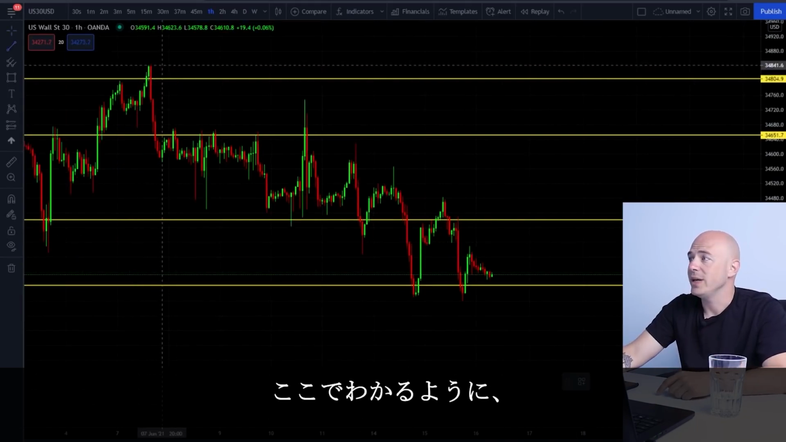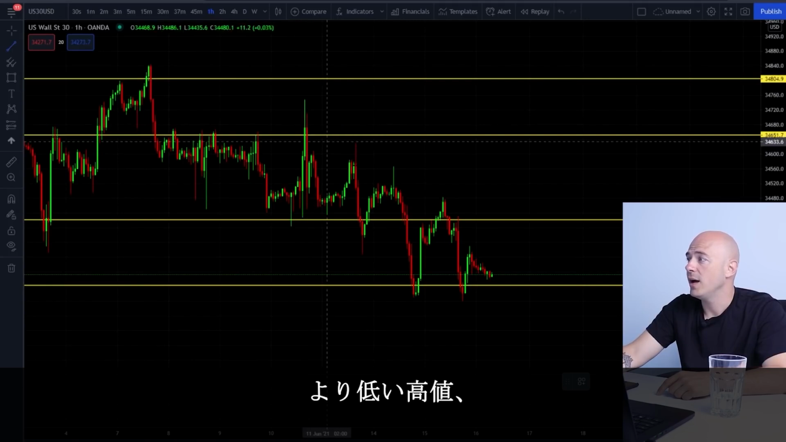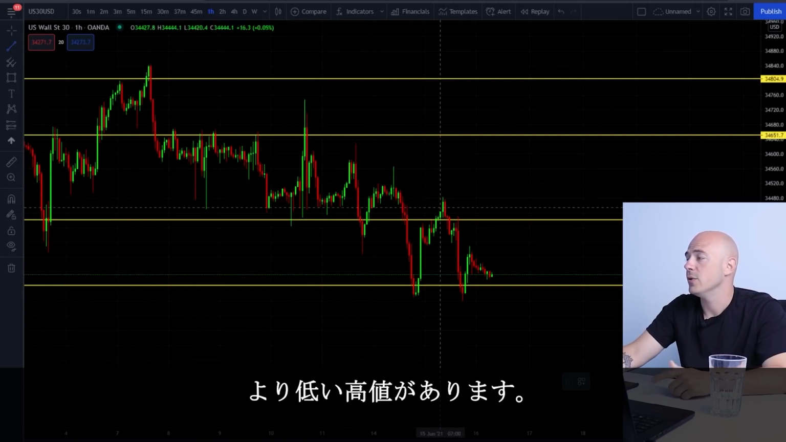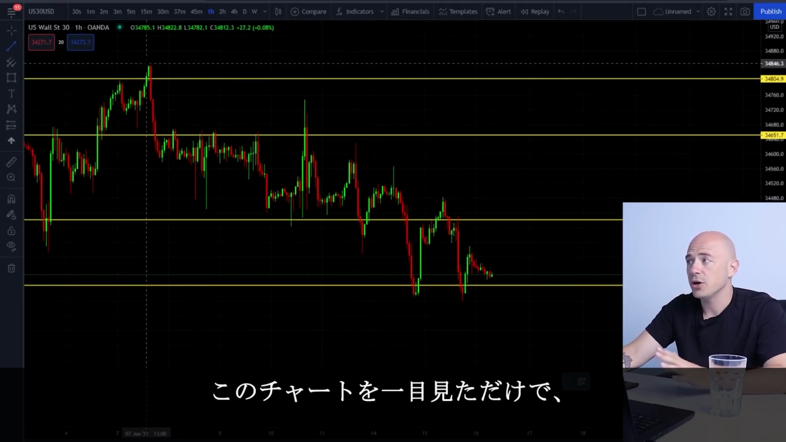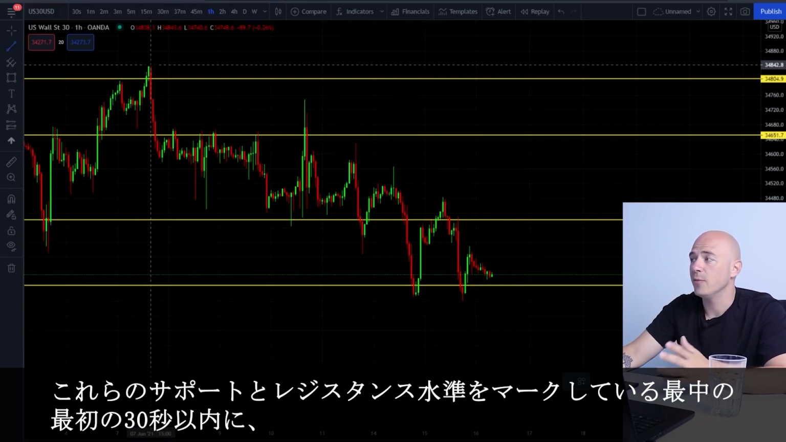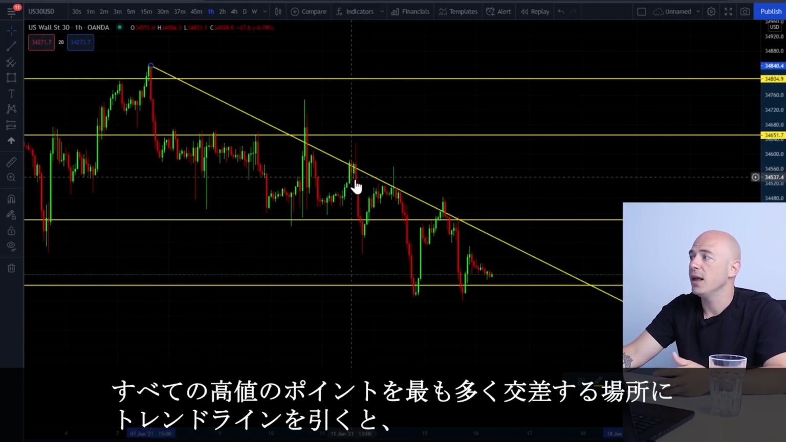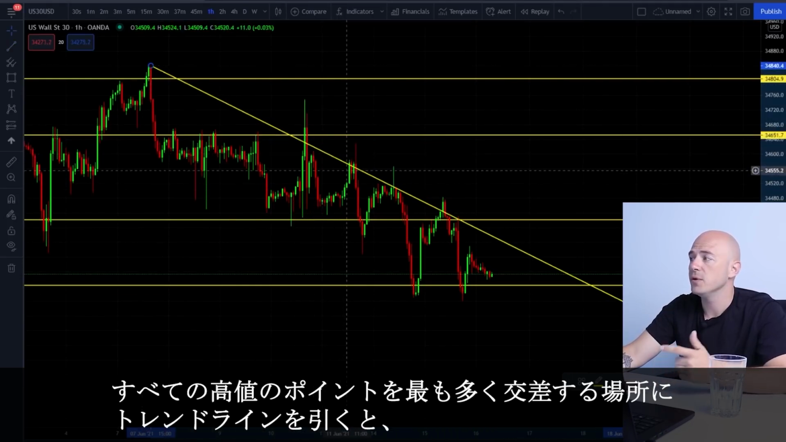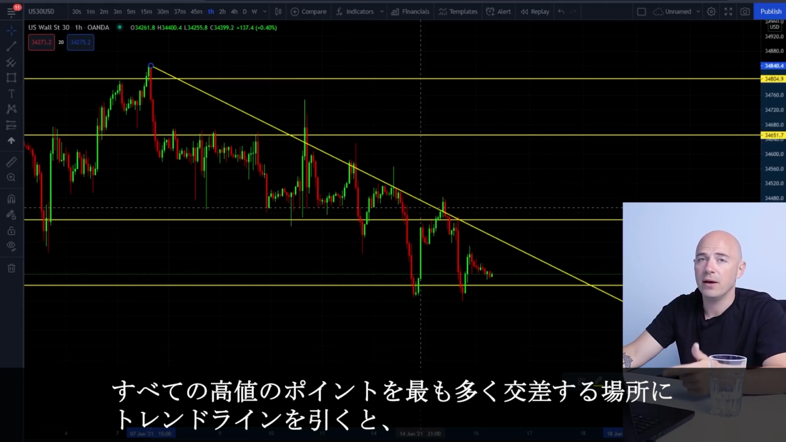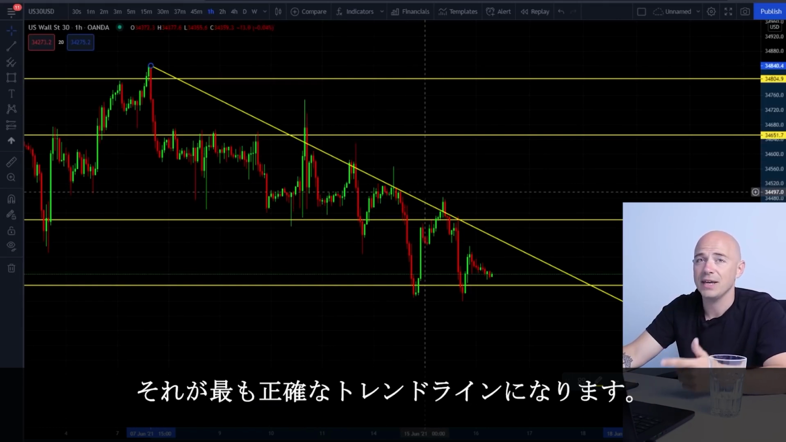As you can see here, we had this high, a lower high, a lower high, a lower high, and a lower high. Just glancing at this chart, within the first 30 seconds of marking up these support and resistance levels, I immediately saw this. You want to draw your trend line where it crosses all of those points the most amount of times. That's going to be your most accurate trend line.